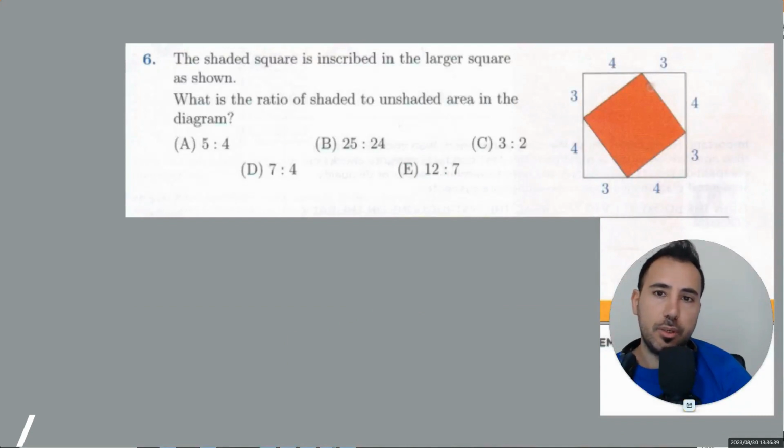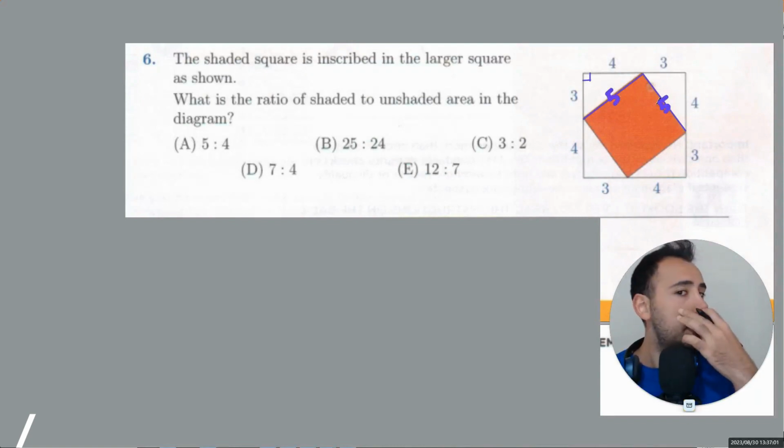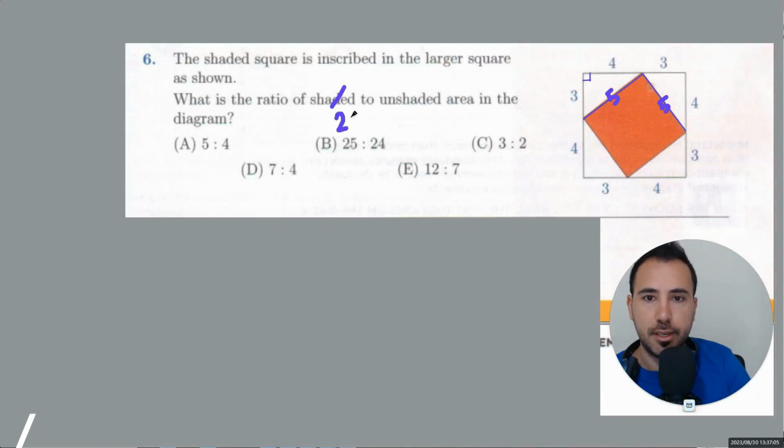The shaded square is inscribed in the larger square as shown. What is the ratio of shaded to unshaded area in the diagram? So this is 3, this is 4, and of course this is a right triangle, which makes this one 5. This one is 5, this one is 5 because it's a square. So the red area will be 25, which is going to be the shaded one.